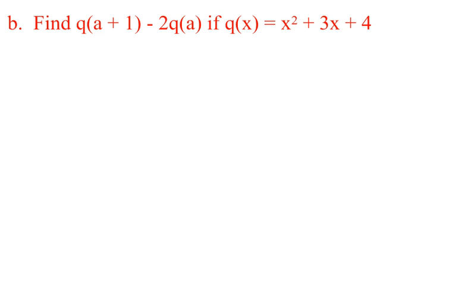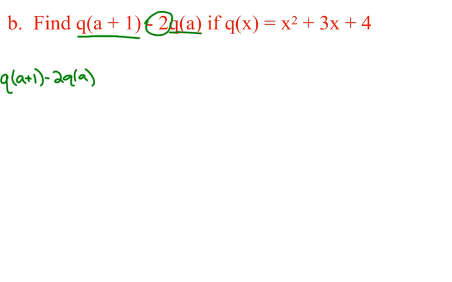The next one is our kind of complicated one. You're going to have a few of these in your homework, and you have to really just take your time on this and not try to do too much at once. So when I have q of a plus 1, and then I'm subtracting 2 times q of a, let's write out how that would look. So q of a plus 1 minus 2q of a.